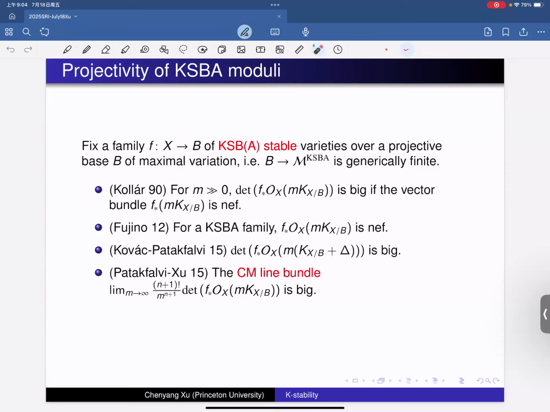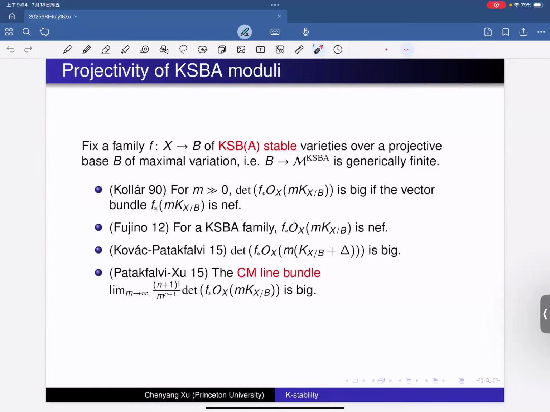However, this is only enough to deal with the non-pair case. If you want to deal with the pair case, there is a lot more. There's an extra subtlety that you have to deal with the divisor, and because the line bundle is not functorial on the divisor, you have to do a lot of work, and that was settled by Kovács and Patakfalvi 10 years ago. Then I added the last part only because it's somewhat related to today's topic. Patakfalvi and I show that the same line bundle, which is the leading term of the line bundle in Kollár's construction, is actually also ample.